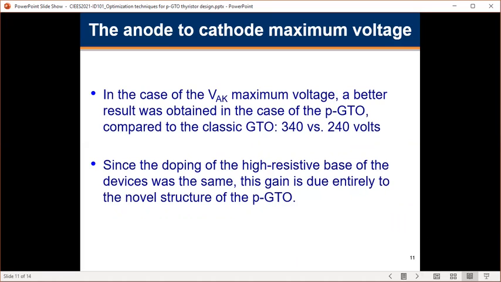We have here the results in figures. So P- GTO versus classic GTO, maximum anode to cathode voltage. And we can make an observation that since the doping of the high resistive base of the devices was the same, as we saw in the picture with the PNP doping profiles, this gain of voltage is due entirely to the novel structure of P- GTO.